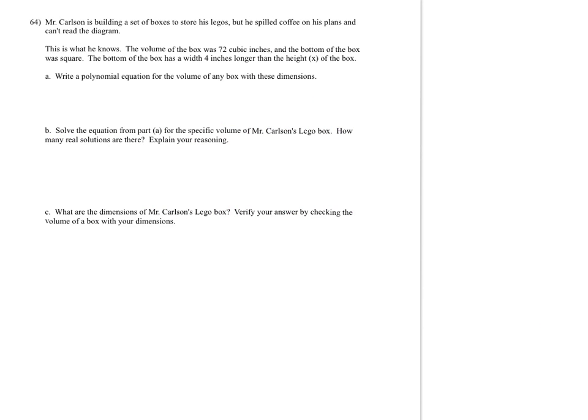Third word problem. Mr. Carlson, hey, that's me, is building a set of boxes to store his Legos, but I spilled coffee on my plans? That sounds terrible. This is what we know. The volume of the box.